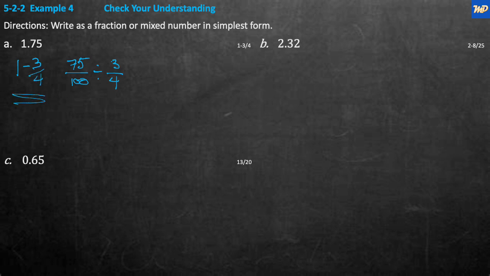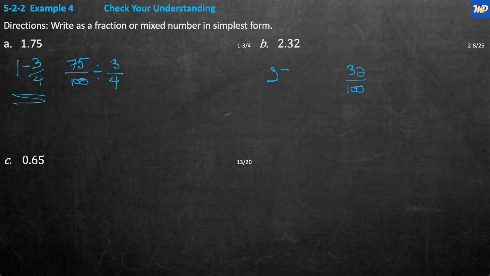Okay, how about 2.32? Well, let's try that one. I'm going to put the 2 right here, and I'll put a dash. And we're going to put the fraction in this part. We're going to take 32, and we're going to divide it by 100.